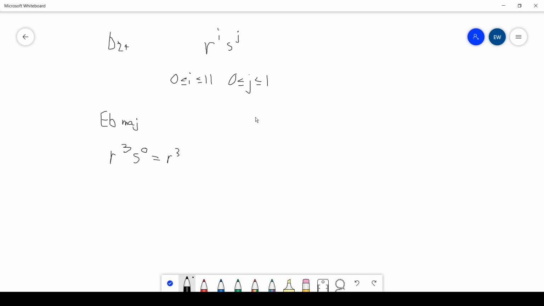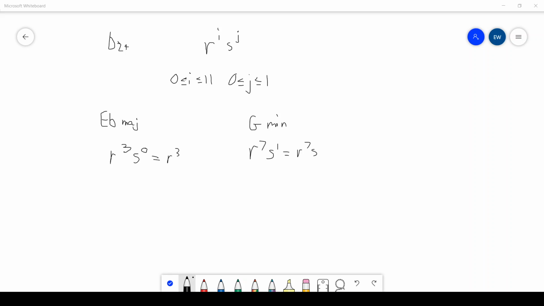As another example, let's say we had G minor. G minor would be R7, again, G is 7 semitones up from C, times S to the 1, because S to the 1 is going to be minor. This is the same thing as R7S. So is everybody okay with this notation? Does that feel comfortable?